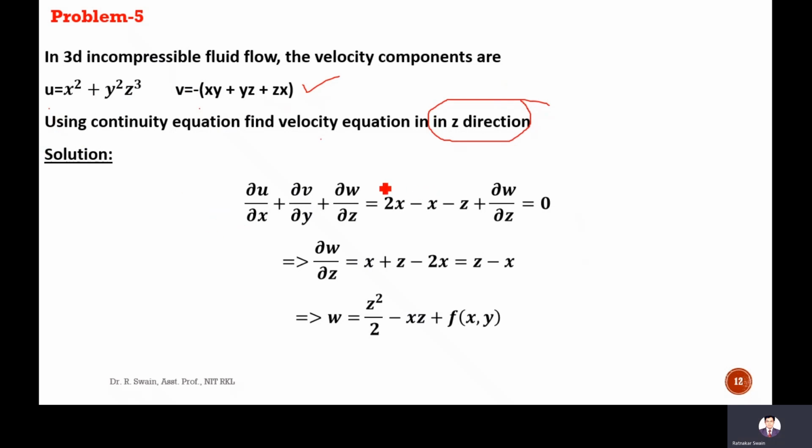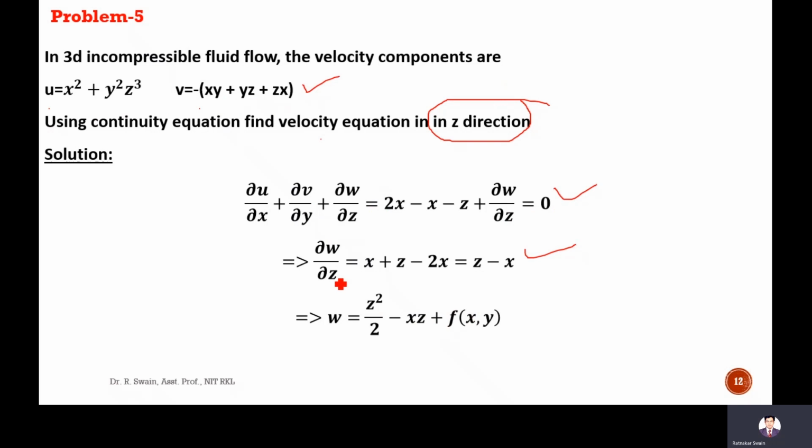So you know, this is 3 dimensional. If you use the continuity equation, ∂u/∂x plus ∂v/∂y plus ∂w/∂z is equal to 0. So it will be 2x, and here it will be minus x. ∂v/∂y will be minus x minus z, plus ∂w/∂z is equal to 0. So ∂w/∂z will be x plus z minus 2x, which will be z minus x. So w will be z²/2 minus xz plus there will be one constant.